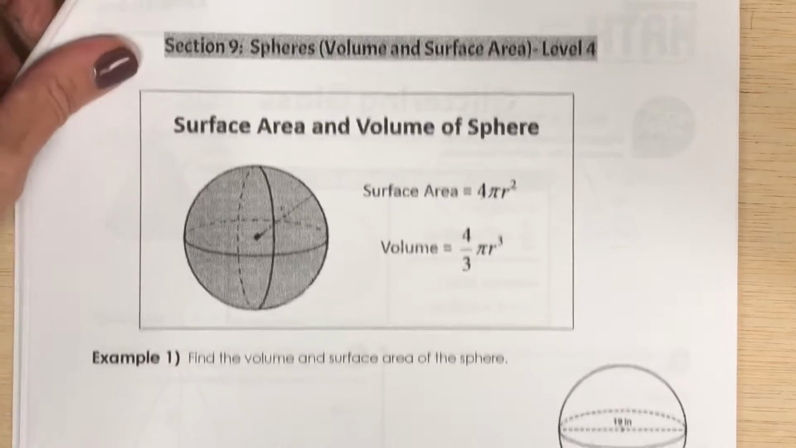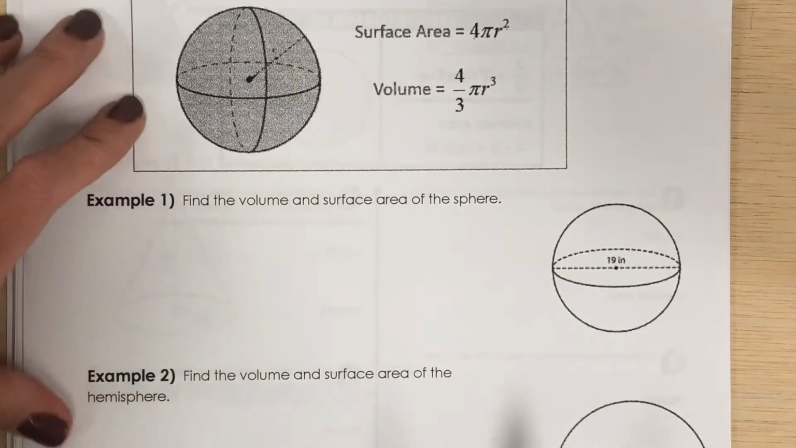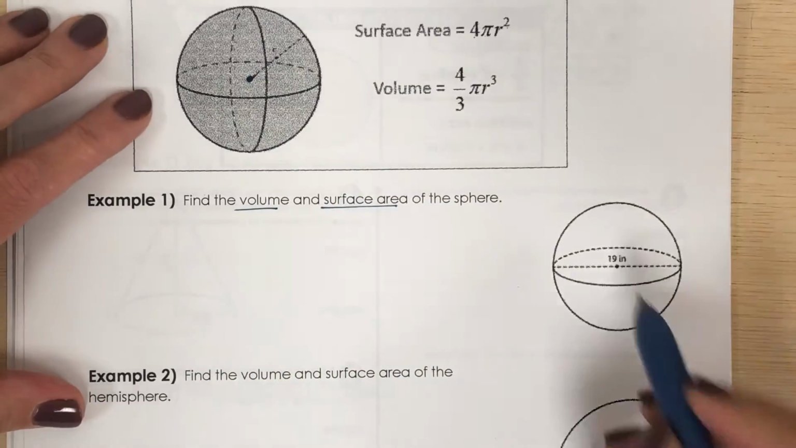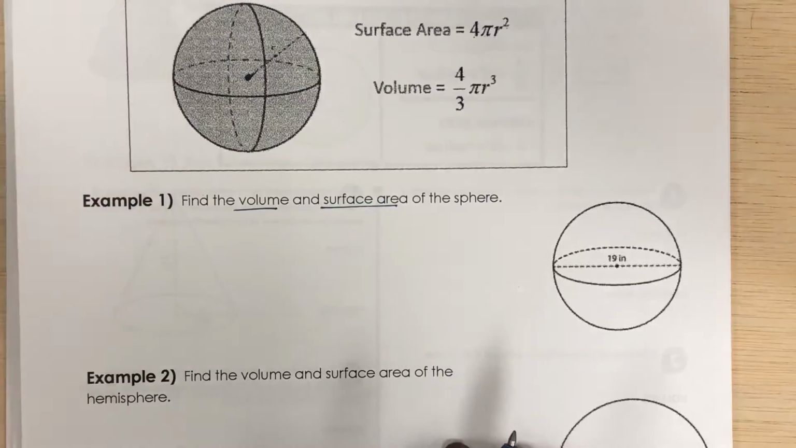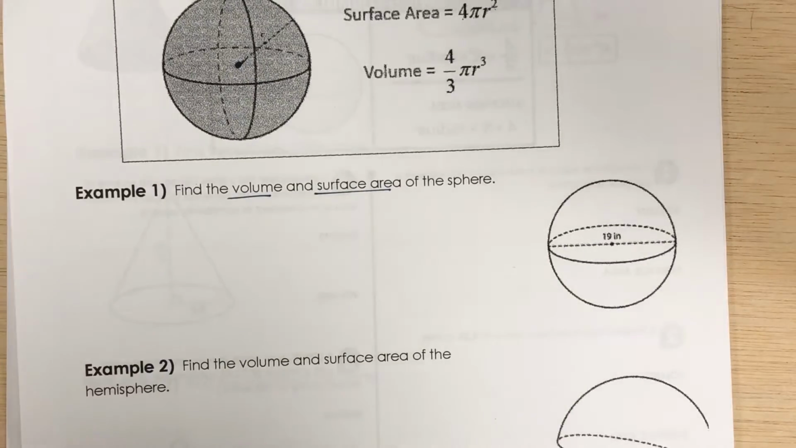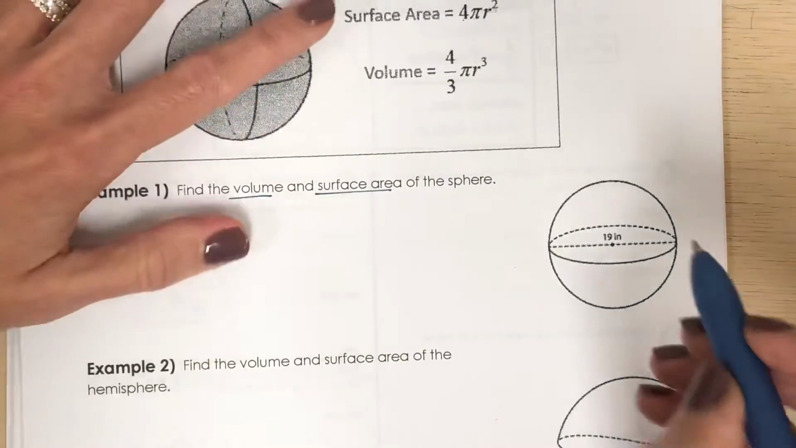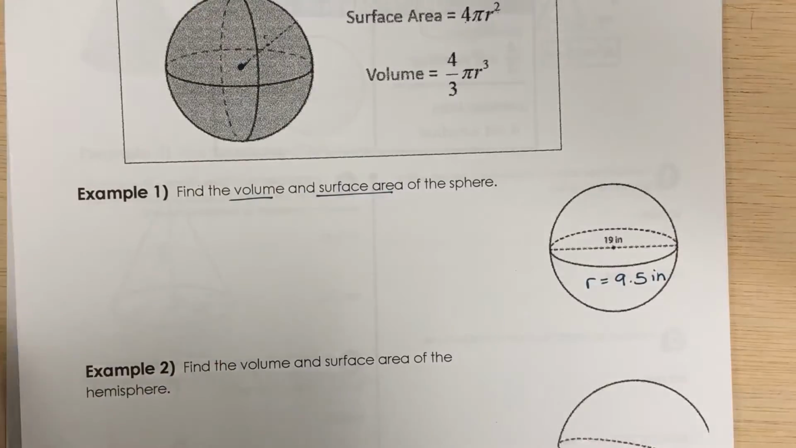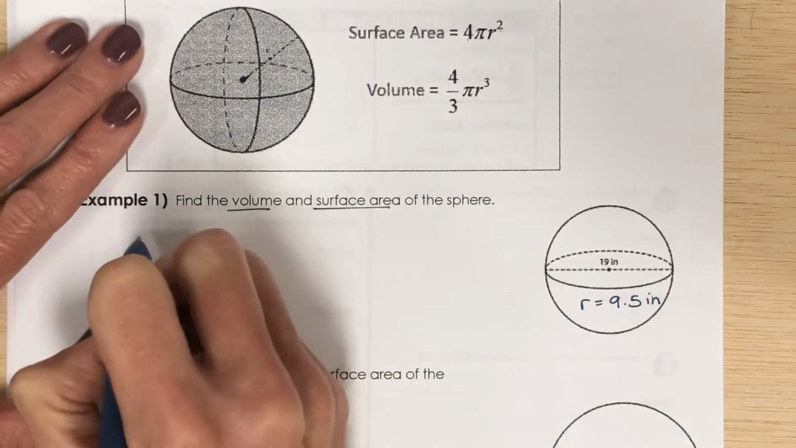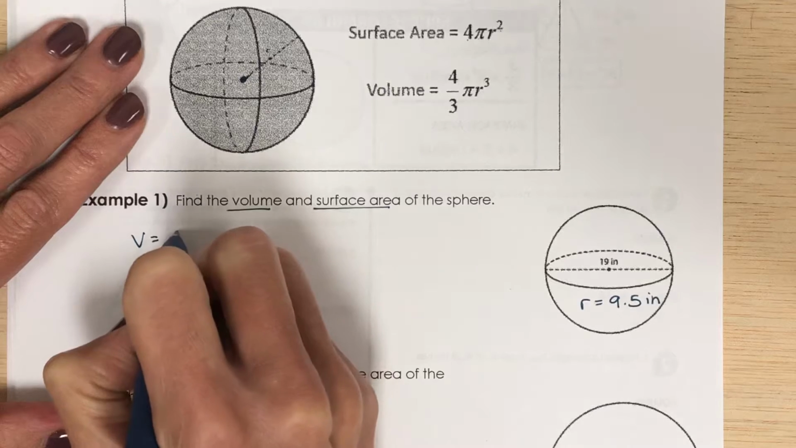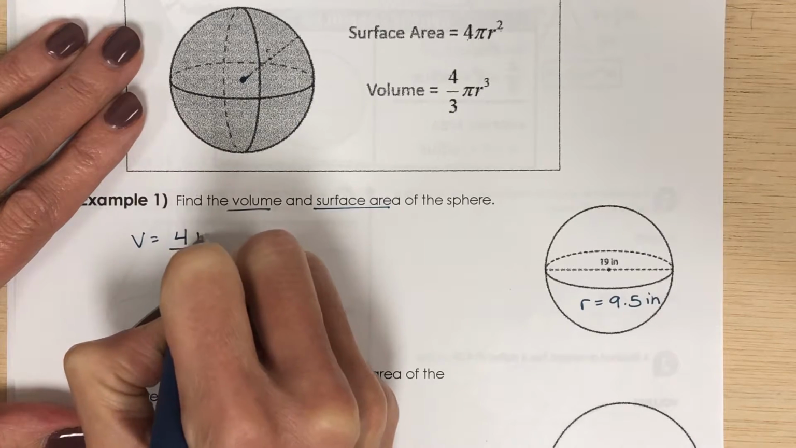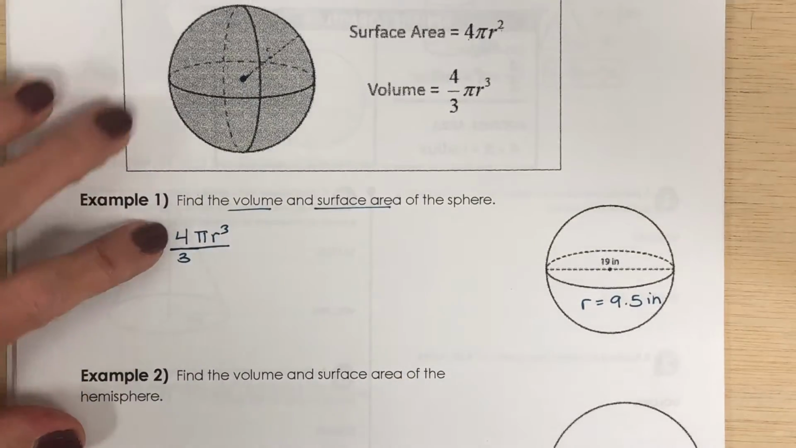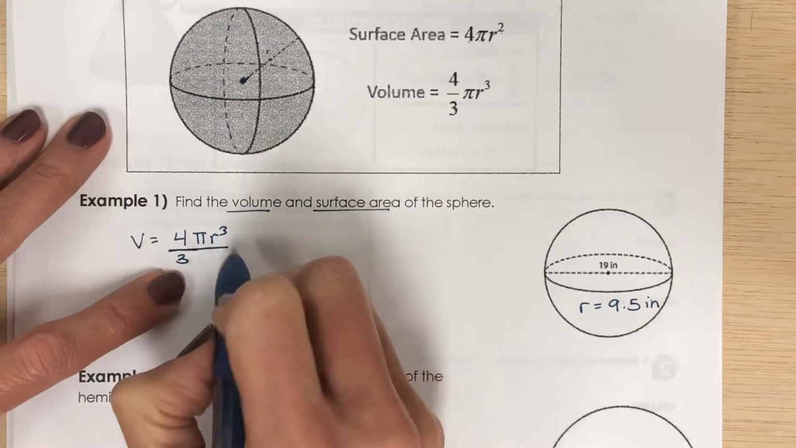So let's go ahead and do example 1, just so you see how these formulas work. They're pretty basic. Find the volume and the surface area of this sphere. Well, let's see, this diameter is 19. I really don't need to know my diameter, but I do need to know my radius. So my radius is half of that, or 9.5 inches. So now let's go ahead and do volume first. Volume is 4/3 pi r cubed, and if you want to write it like this, where this whole thing is in your numerator and then the 3 is in the denominator, you can do it that way.